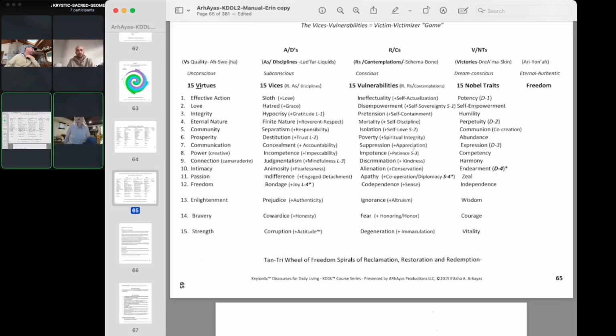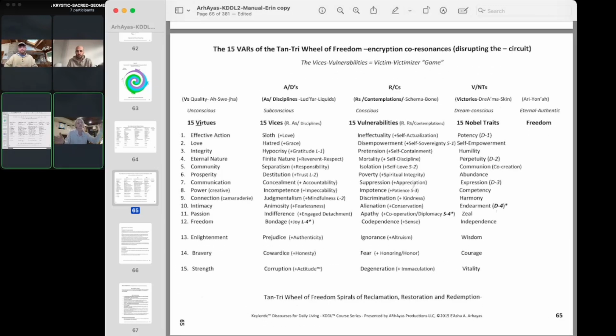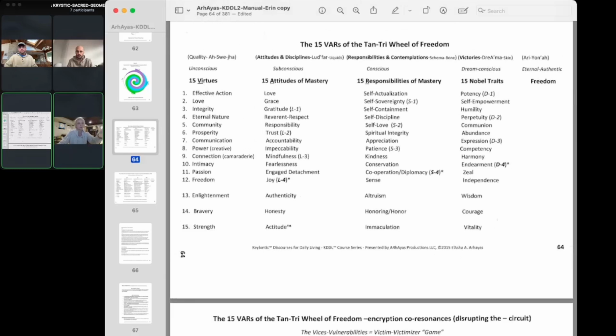Combining the same way. When you combine the virtues, everything 1 through 12, they also all have a corresponding element, right? Like we have air, water, fire, ether, and each has a corresponding symbol.